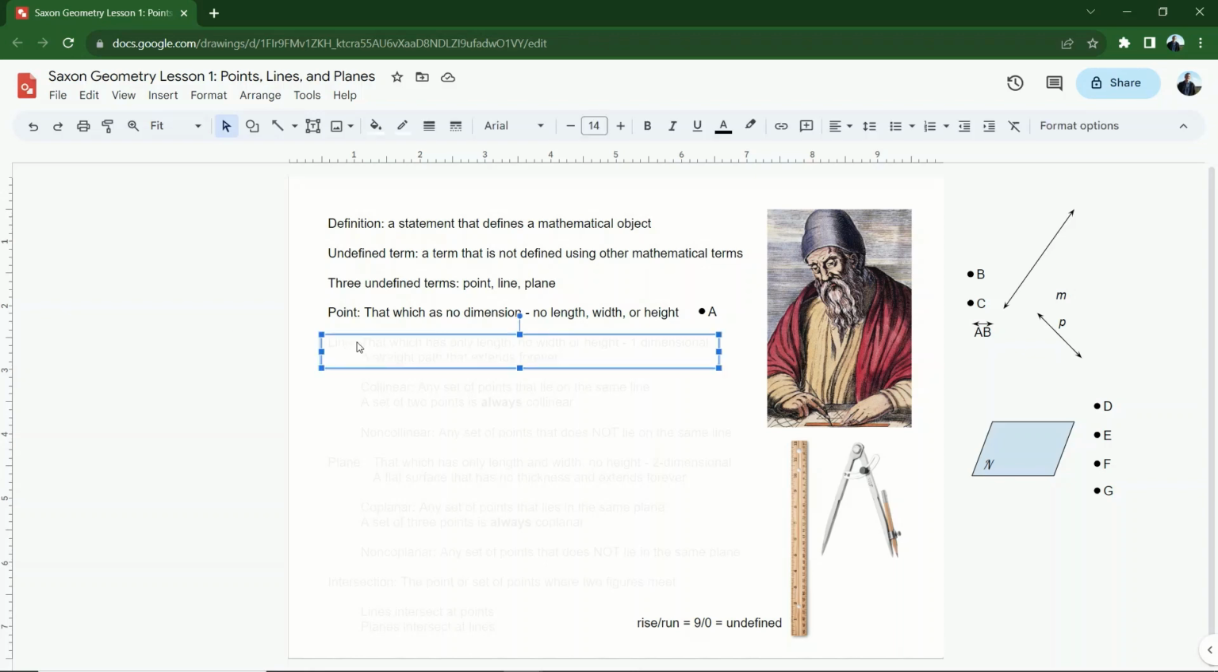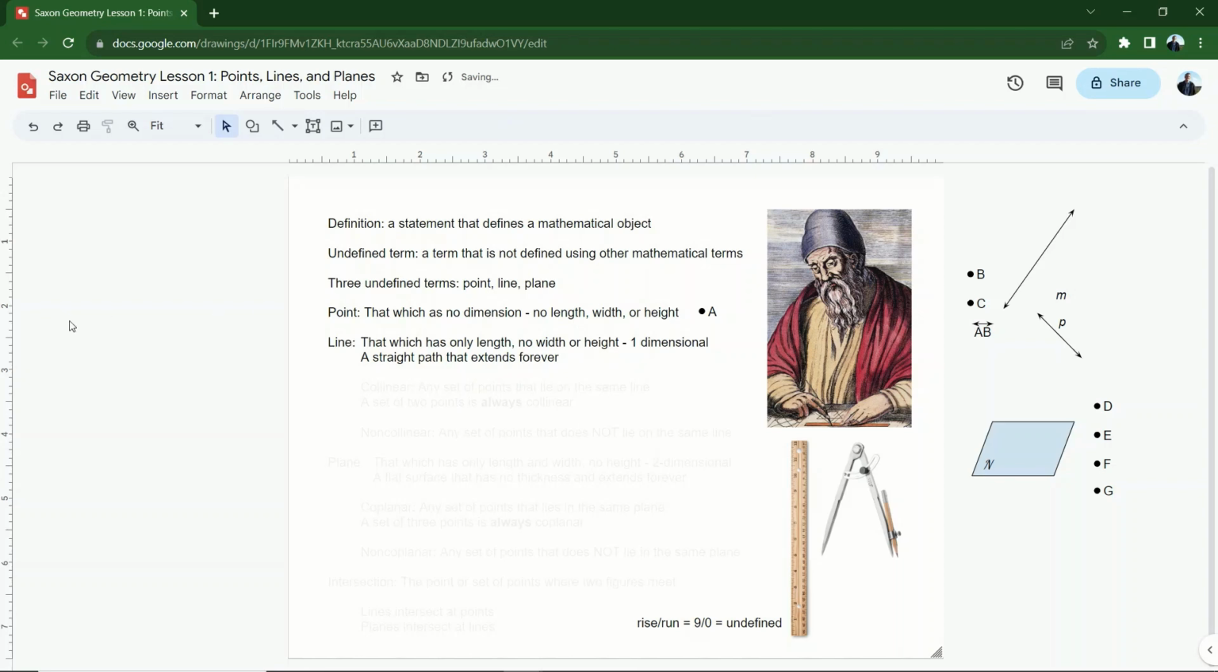What about a line then? Well, a line is that which has only length, but no width or height. That's the good Euclidean definition of a line. Our textbook would say that a line is a straight path that extends forever. We could even say extends forever in both directions. It's going to have two arrowheads on the end when we represent it. This is what it looks like when we represent a line.